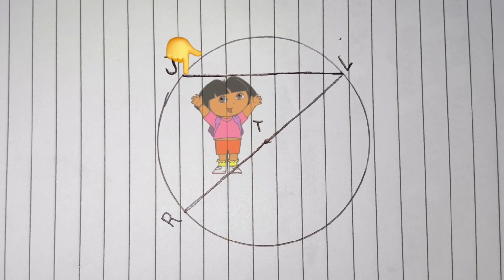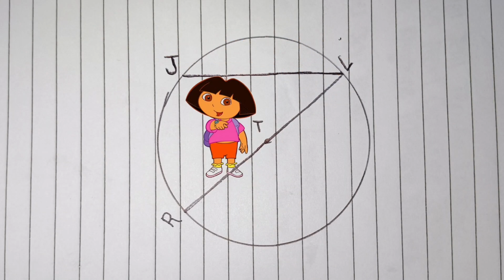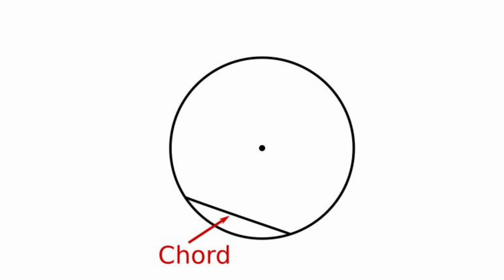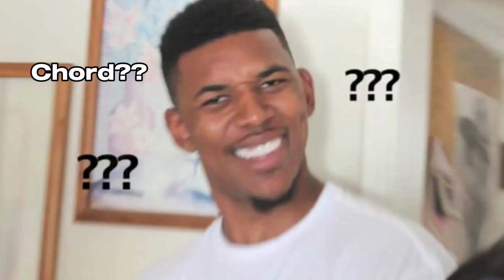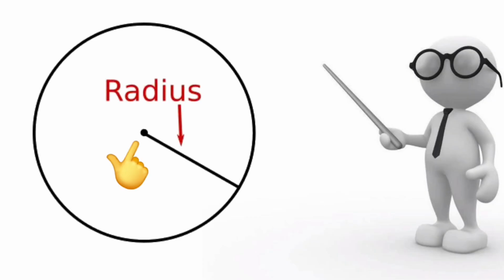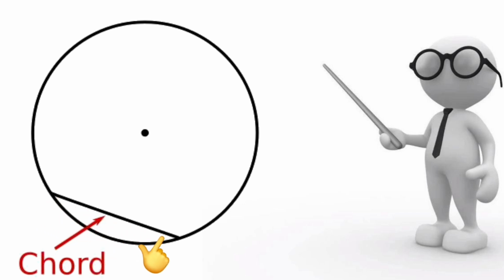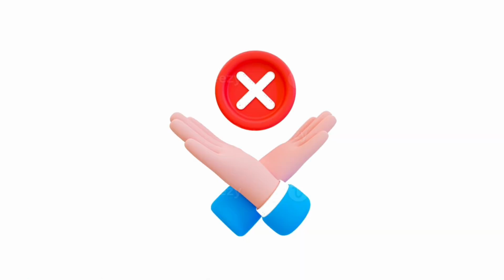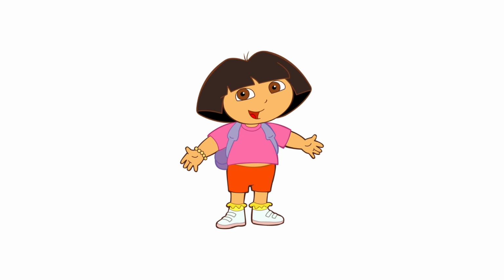How about this? Can you name this segment? Correct! It is the chord. A chord is a line that connects two points on the circle. Let's see the difference between a chord and the radius. A radius is connected to the center point, while the chord is connected to any parts on the circle without passing the center point.